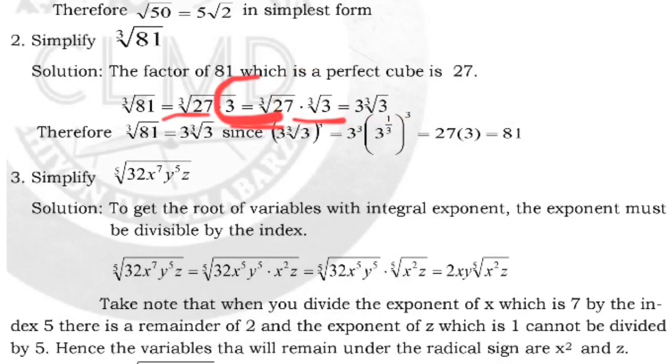Number 3, simplify fifth root of 32x to the power of 7, y to the power of 5, z. For the solution, to get the root of variables with integral exponents, the exponent must be divisible by the index.